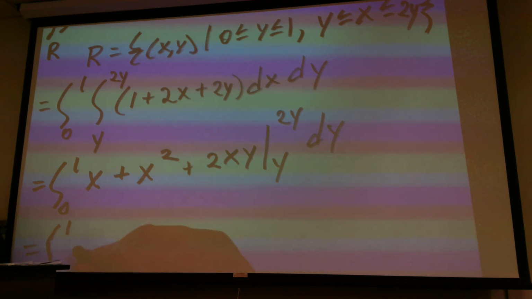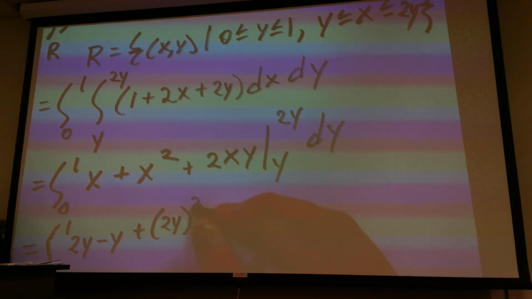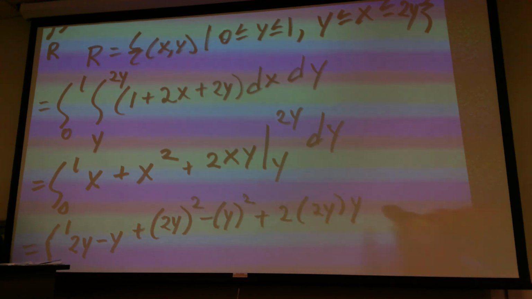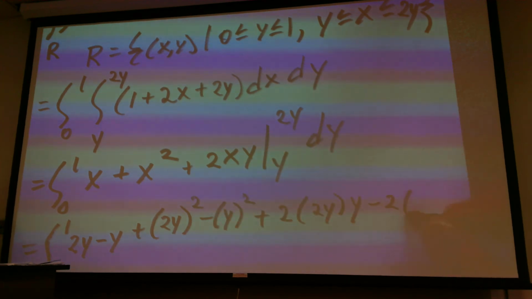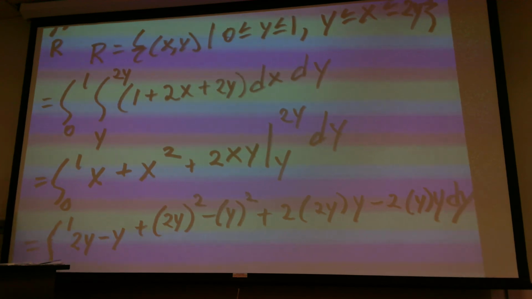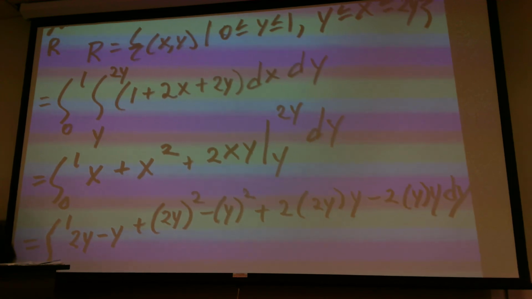of, right, so this first one is going to be 2y minus y, and then plus this is going to be 2y squared minus, okay? And then plus 2 times 2y times y, okay? And then minus 2 times y, and an integral with respect to y. Okay.